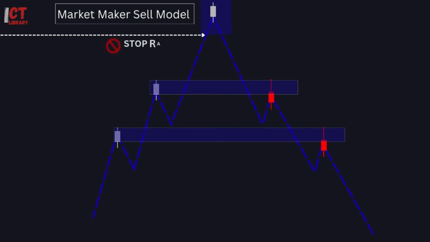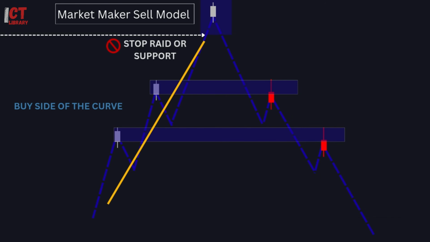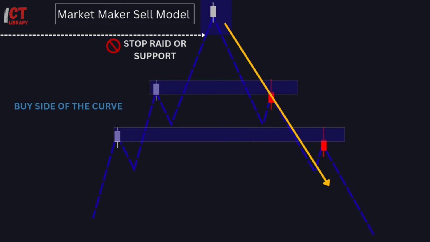But now we need to look at the opposite scenario, because the same logic works in reverse. Now pay attention to what happens next. We move to the market maker sell model. This is simply the inverse situation. Instead of the market moving down first and then higher, we now expect the market to move higher first and then lower. Look at this chart.